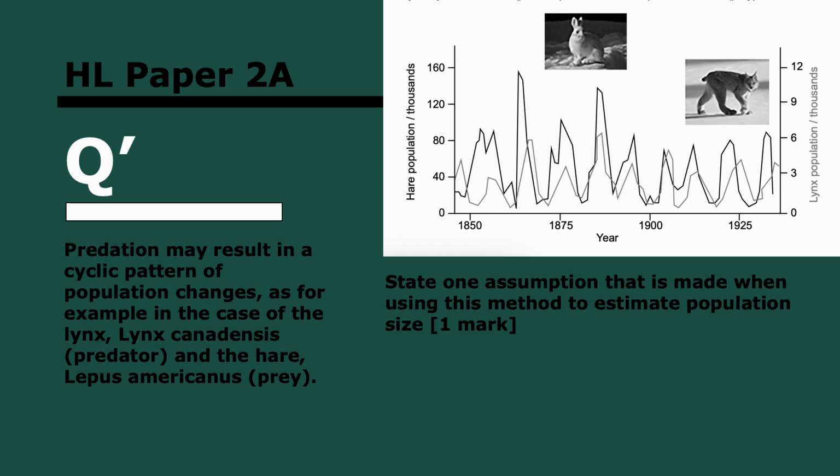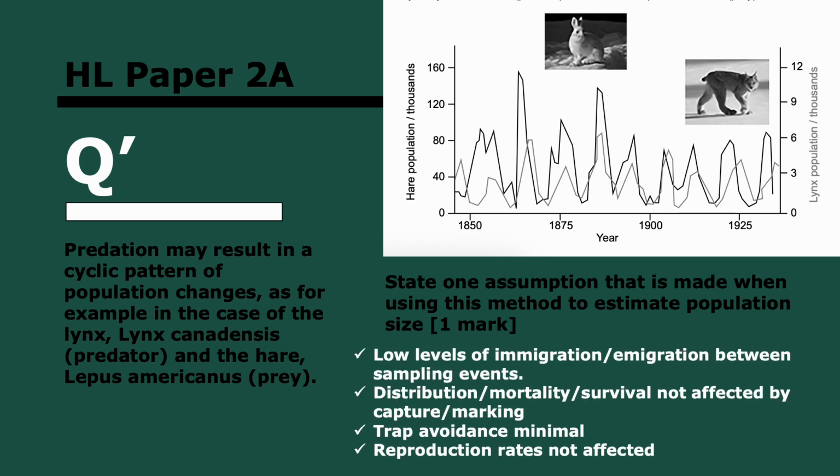So the next question is, state one assumption that's made when using this method to estimate population size. And so now, hopefully you remember one. 3, 2, and 1. So all of these are assumptions that you need to use that method, right? A good example, I think, is just low levels of immigration and emigration, meaning no new members of the population enter or leave.